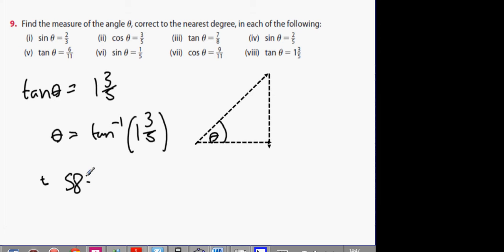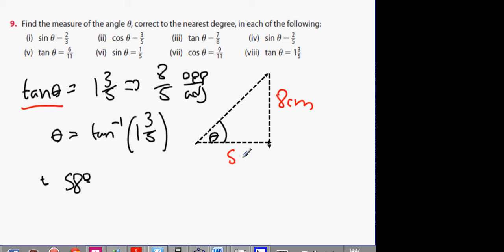Now guys, quick note about 1 3/5. 1 3/5 is the same thing as 8 over 5, which is the same thing as opposite over adjacent. How did I know that? It is tan. That's how I know. So this means for every 8 centimeters the opposite has, the adjacent will have 5. It could be any number. It could be 16 and 10, 24 and 15, 80 and 50. The lengths are in the same ratio. I'm just explaining what it means again. This is your answer, 58 degrees.